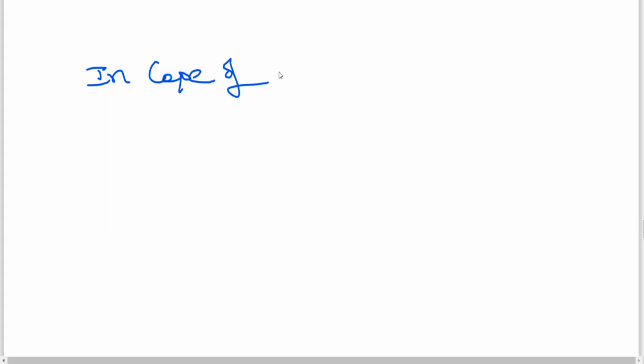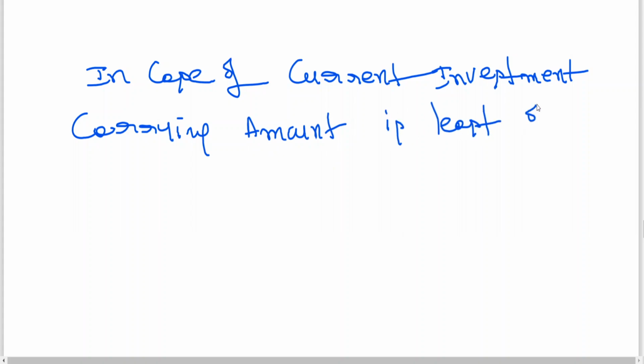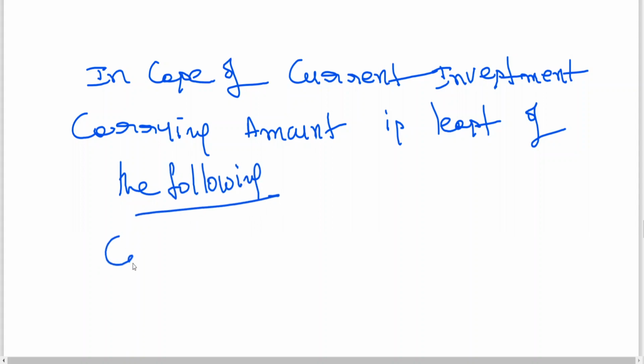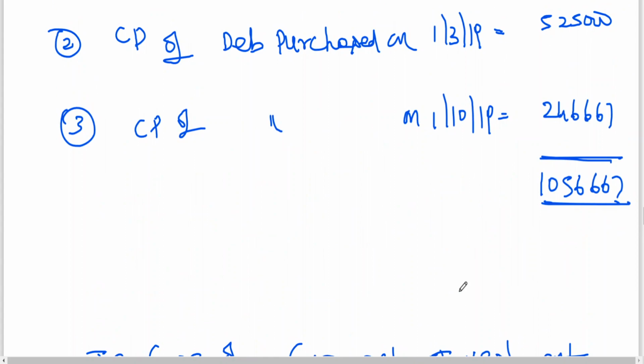In case of current investment, carrying amount is cost price and fair value. What is fair value? It is a value between a knowledgeable buyer and a knowledgeable seller at arm's length distance. It's called fair value or market value. We don't have information on market value here, Neil. Cost price is how much?